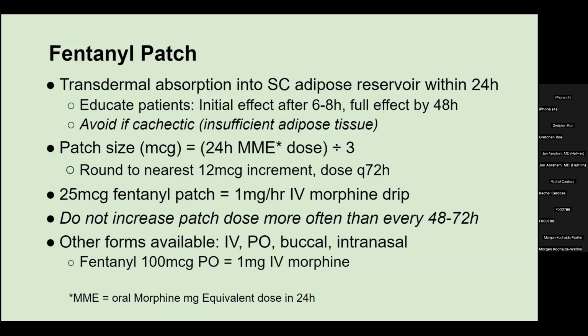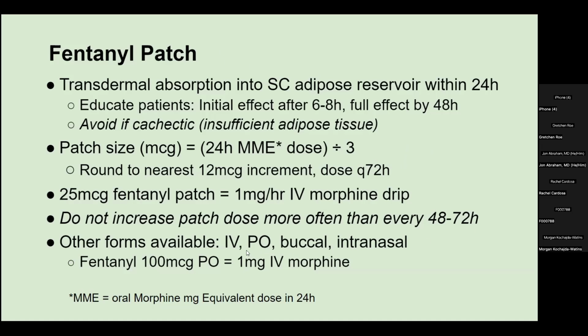There's 12, 25, 50, 75, 100 microgram patches available. And then you dose it every 72 hours. If they're on an opioid infusion, a 25 microgram fentanyl patch is going to be the same as 1 milligram per hour of IV morphine. And you're not going to want to increase the patch more often than every 48 to 72 hours, just because of the long half-life.